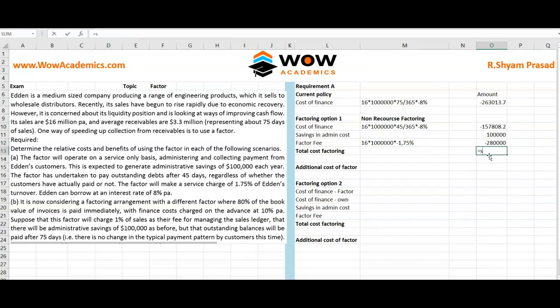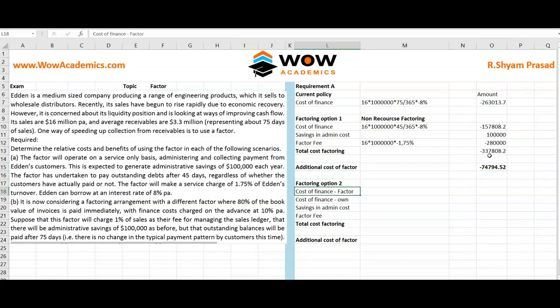We'll get the sum of all this. So the sum comes to 3,37,808. So what is the additional factor cost? So additional factor cost is this number minus the existing finance cost. So we'll get the answer. So the answer comes to 74,794. So that's about the additional cost of factor in option 1.